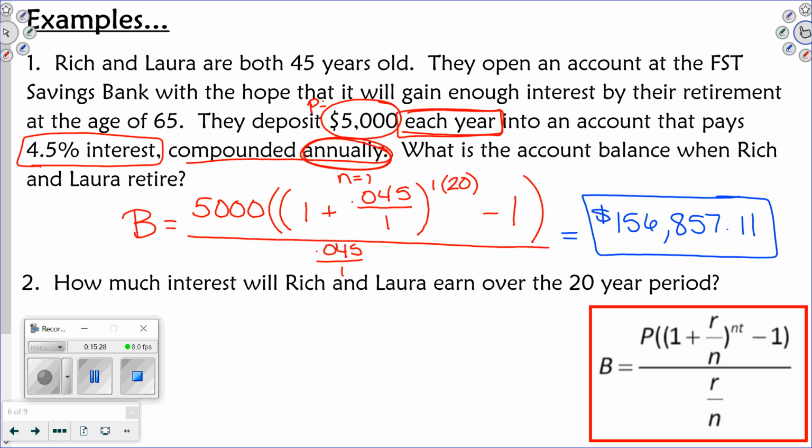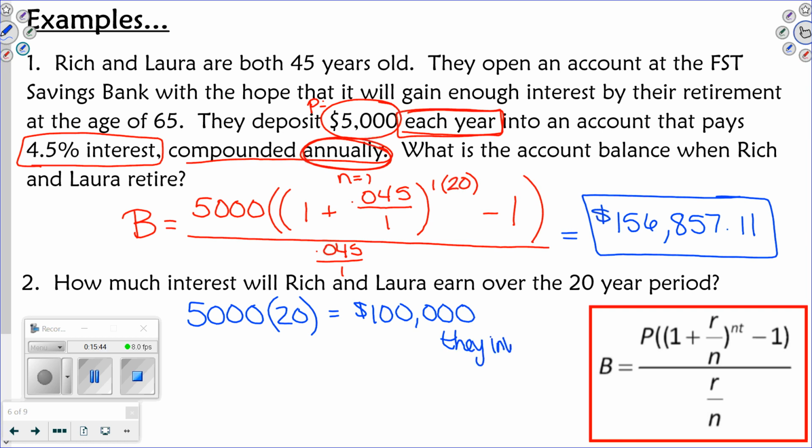Let's talk about that. So they put in $5,000 a year for how many years? For 20 years. So they put in how much? 100,000. No, it's still really good, but the reason I bring that up is because of part B, or number 2.